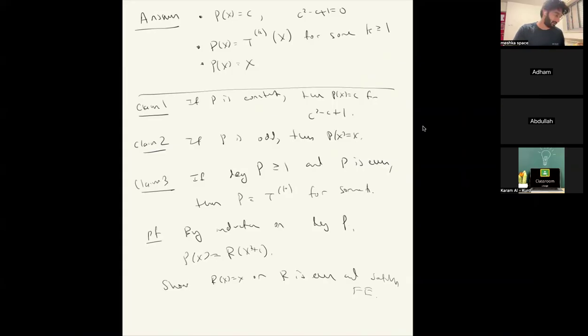Okay, so I think that's probably the cleanest way to write the whole solution. But yeah, any questions or comments?